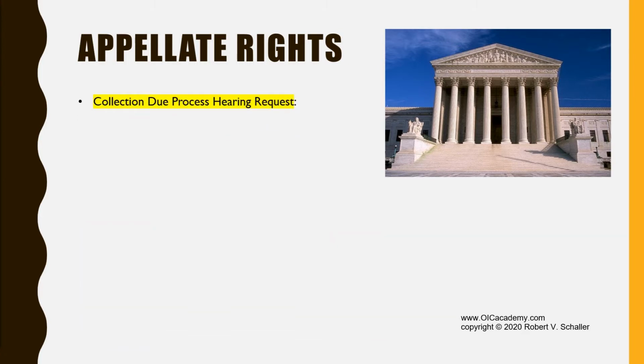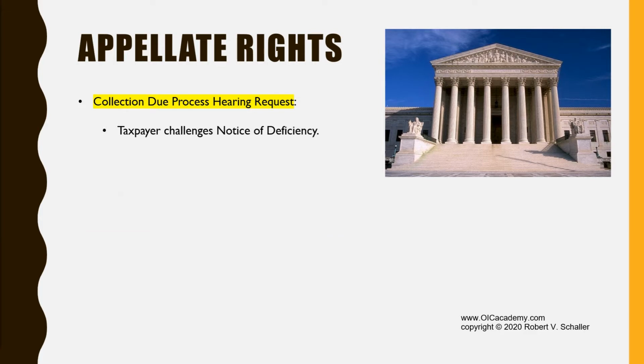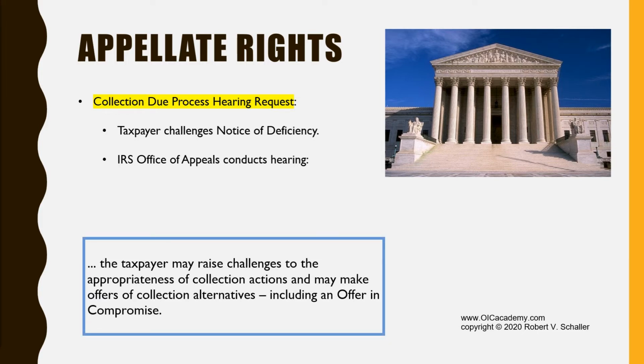The IRS will conduct a collection due process hearing upon the taxpayer's timely request. Taxpayers may seek a collection due process hearing to challenge the IRS's notice of deficiency issued pursuant to 26 U.S.C. Section 6212. The IRS Office of Appeals conducts the collection due process hearing. As part of the hearing process, the taxpayer may raise challenges to the appropriateness of collection actions and may make offers of collection alternatives, including an offer in compromise.